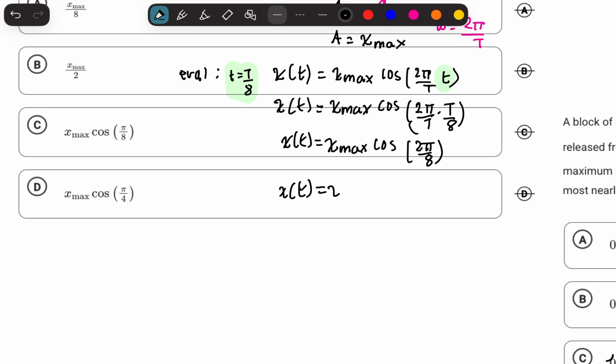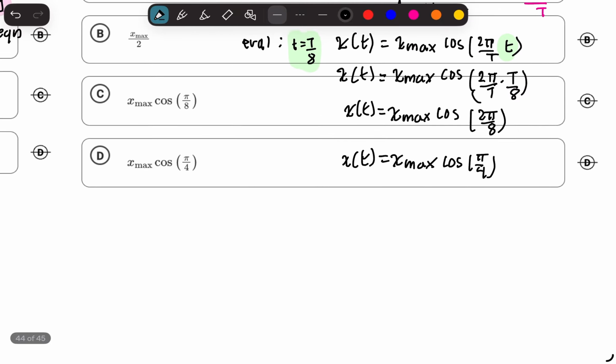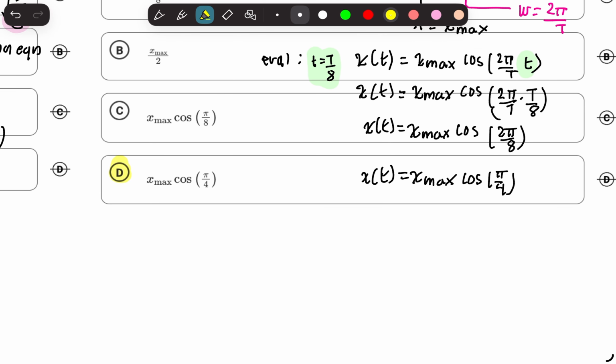This is going to be x max cosine pi over 4 if you just simplify that fraction. So that's going to be your solution for this question, and that's going to be option D.